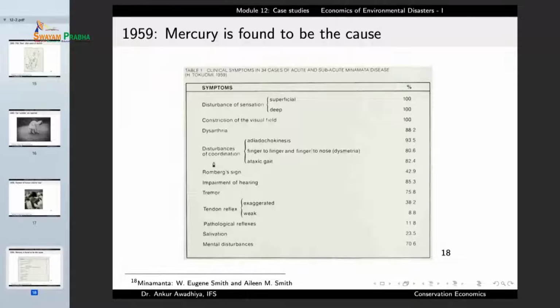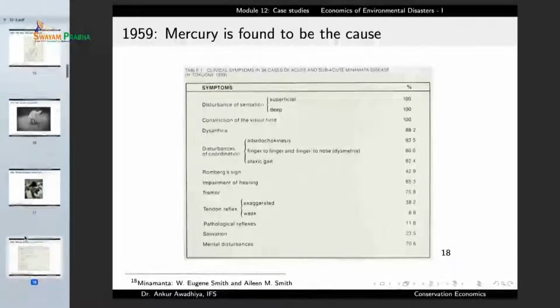There are disturbances of coordination. People are not able to walk properly. People are not able to do any activity properly. We have things like impairment of hearing, tremors, changes in salivation, mental disturbances. So these different kinds of symptoms are noted. It is observed that a number of these symptoms arise because of neurological problems, and it is known now that mercury is one of the reasons or the primary reason.